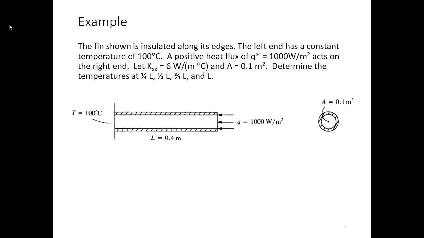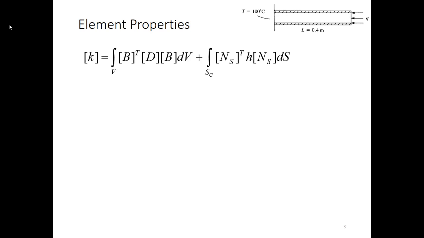Well, given these dimensions, what makes the most sense is to break this into 4 elements, so that we have a node at each location that we're looking for temperatures. That way we don't have to do any interpolation at the end. So my 4-element model is going to look like this. Once I have a model defined, I want to go and find the element properties.